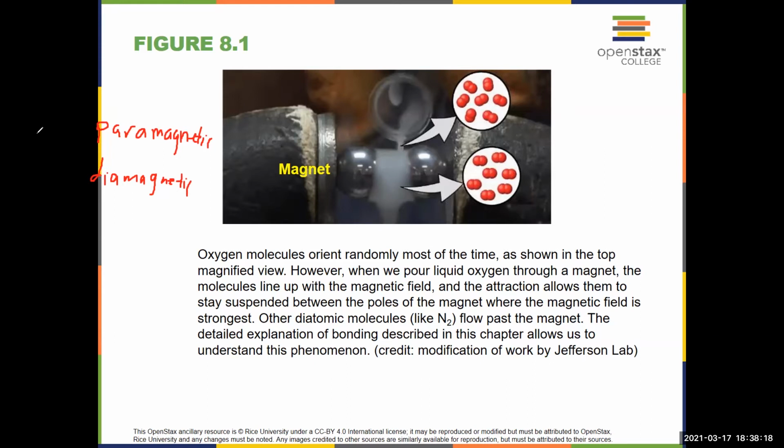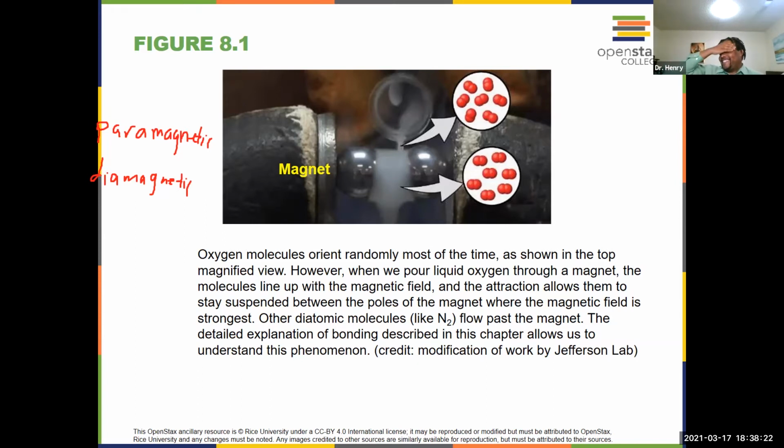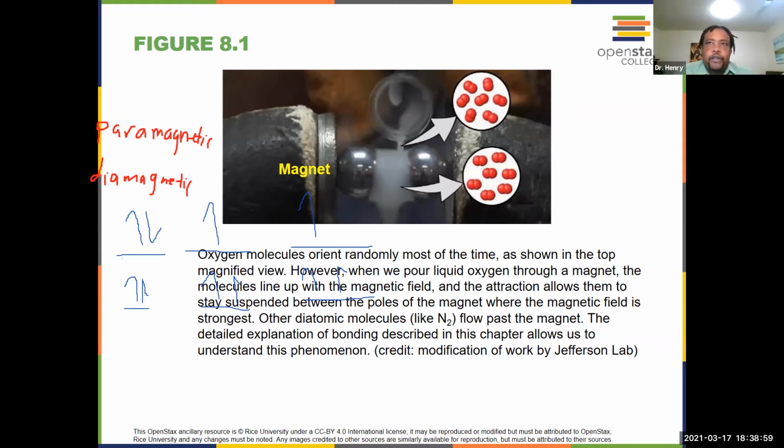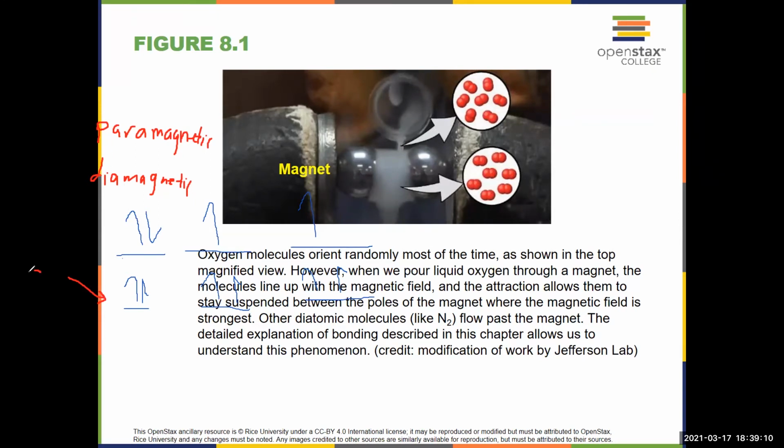How do I describe it? Can I draw on it? Yep, show you. All right. The first one is paramagnetic. The second one is diamagnetic, right? Yep. The first one is paramagnetic, and then the second one is diamagnetic. Okay, because the second one is all paired up, right?